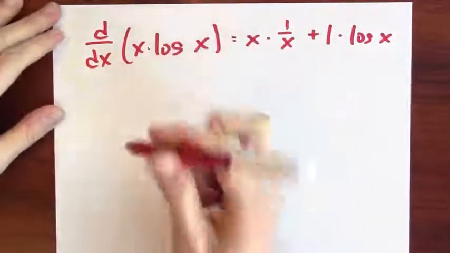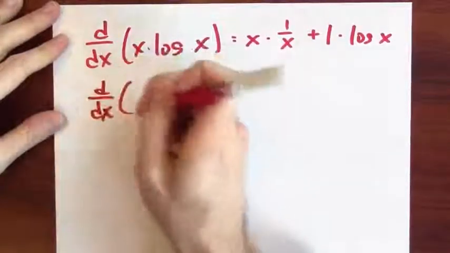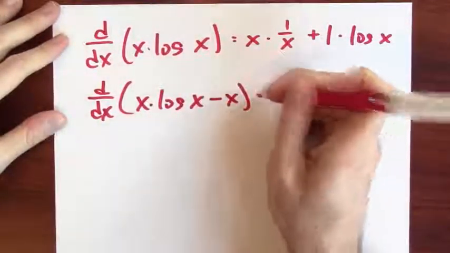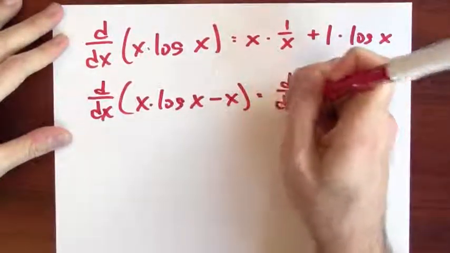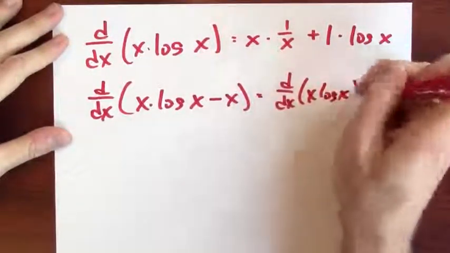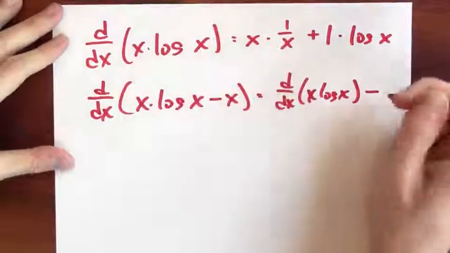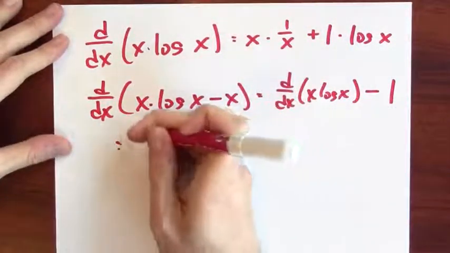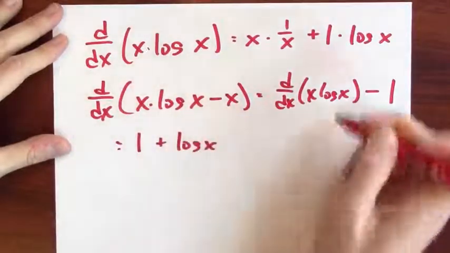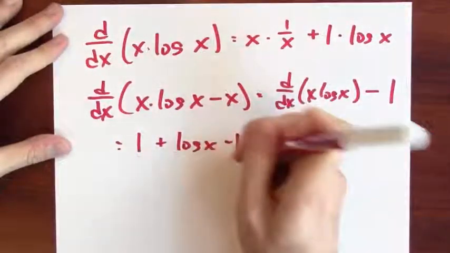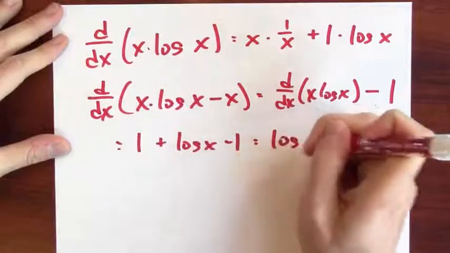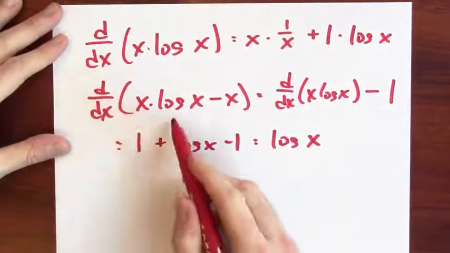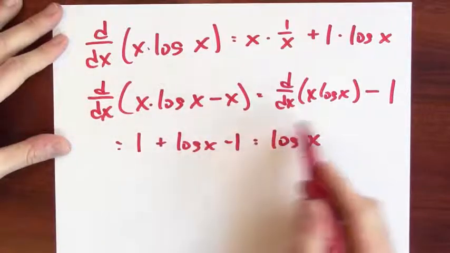Now you can tweak this a little bit. What's the derivative of x log x minus x? Well, that's the derivative of x log x minus the derivative of x, which is 1. But I just calculated the derivative of x log x. It's 1 plus log x, and then minus 1. Well, what I'm left with then is just log x. So the derivative of x log x minus x is just log x.